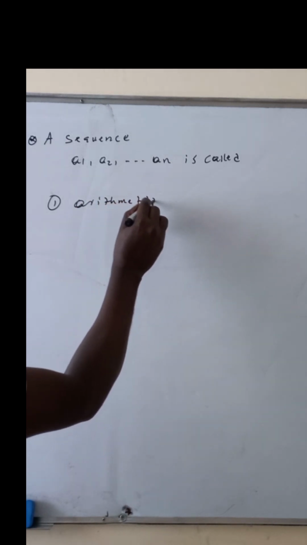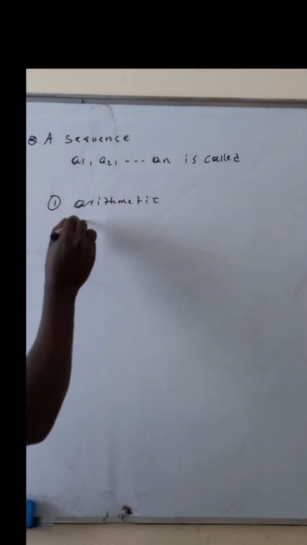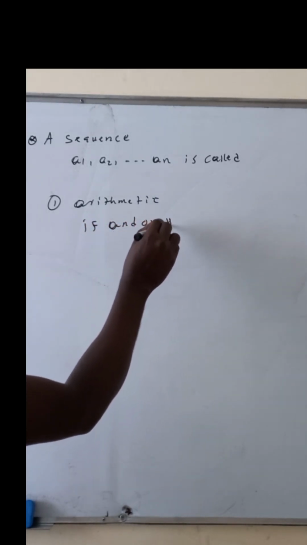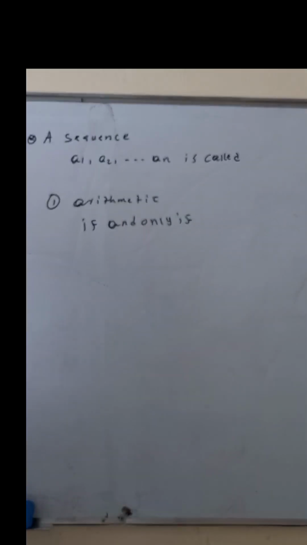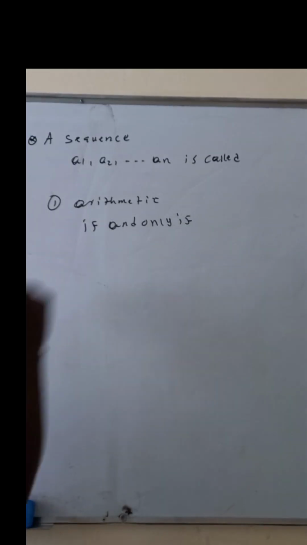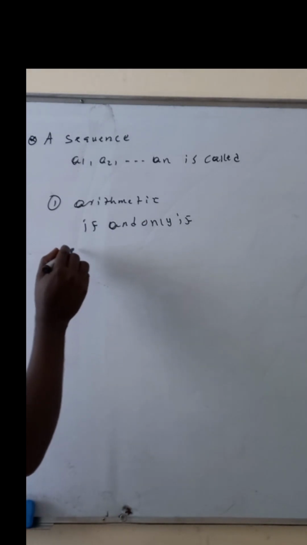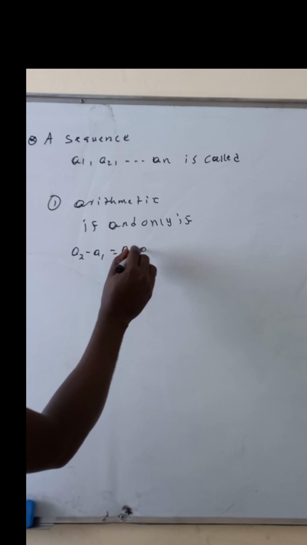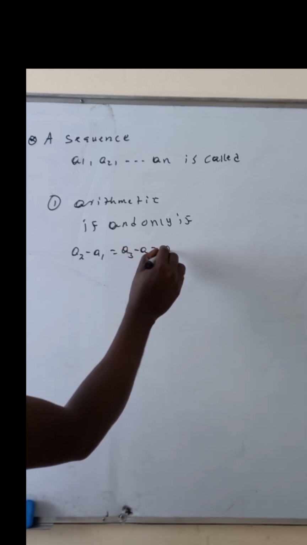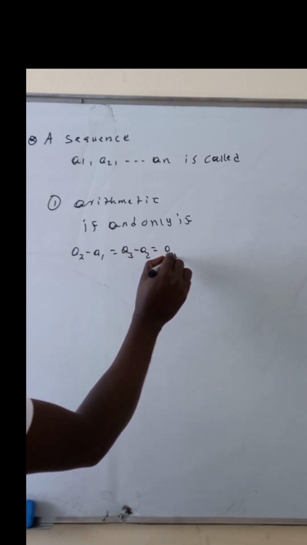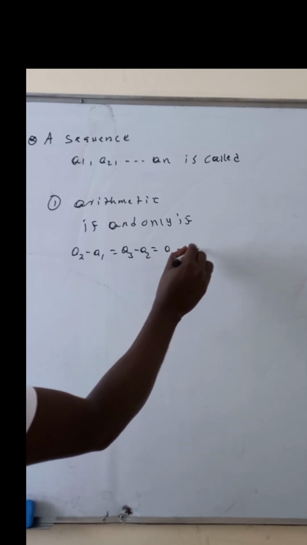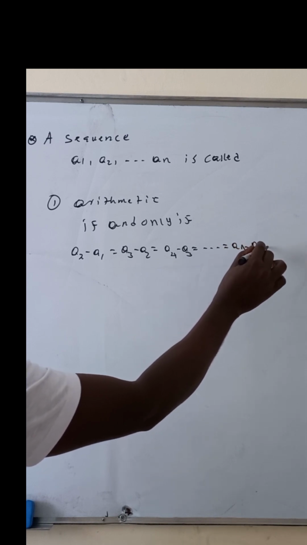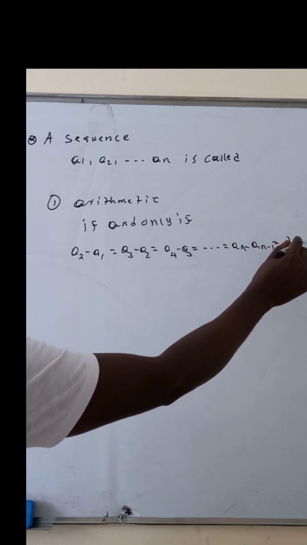It is going to be arithmetic if and only if the common difference between the terms is the same. That means A2 minus A1, A3 minus A2, is equal to A4 minus A3, is equal to dot dot dot, equal to AN minus A(N minus 1), which is D, an element of the real numbers.